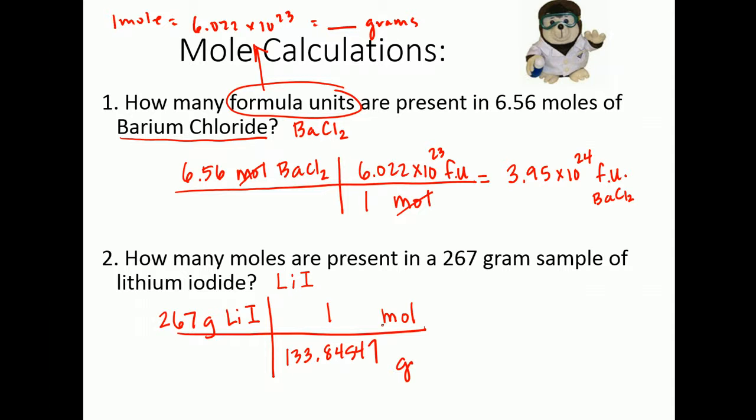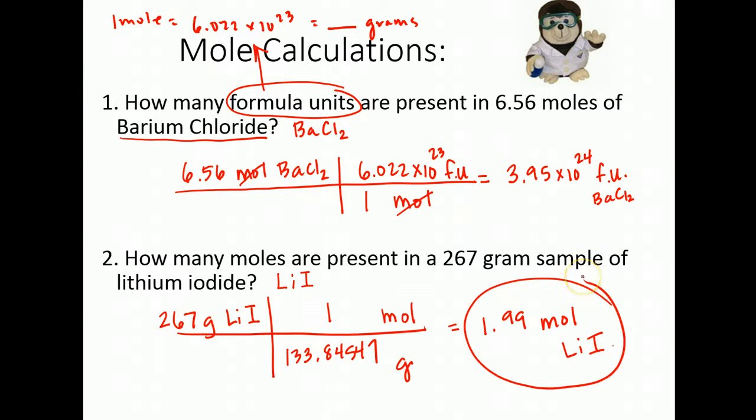And then to solve, remember we multiply across the top, divide by the bottom, so essentially 267 divided by that molar mass. And to three significant figures, we should get 1.99 moles. Abbreviation for moles, MOL, and again, always a more complete answer if you include the formula of whatever it is you're working with.